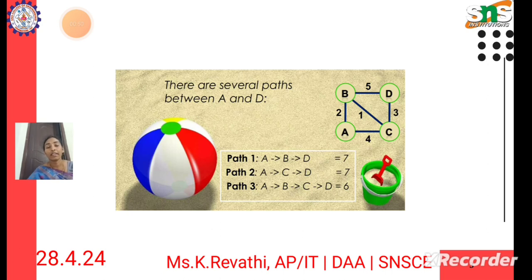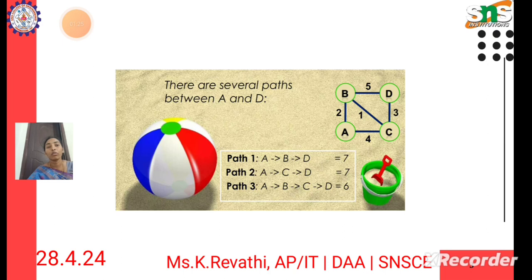Here is one example given for solving Floyd's algorithm. We can easily understand the concept of Floyd's algorithm. Here the given graph has four vertices and some paths between them, and it also has weights between two nodes. Here A to B is 2, then B to C is 1, and C to D is 3, and B to D is 5, and A to C is 4.